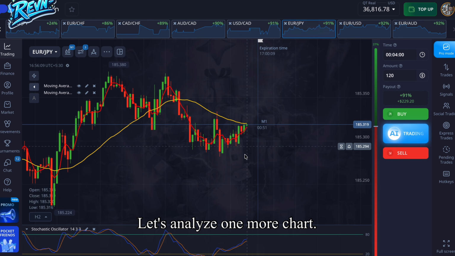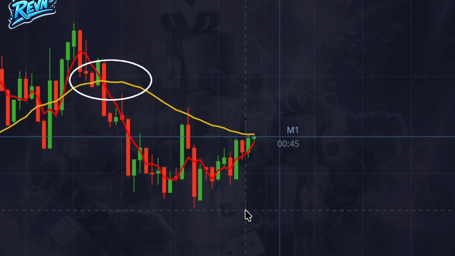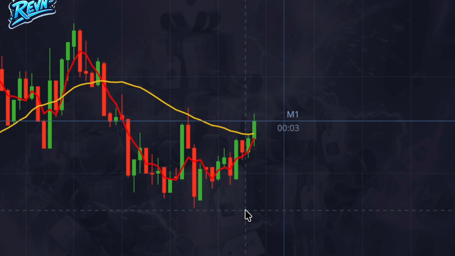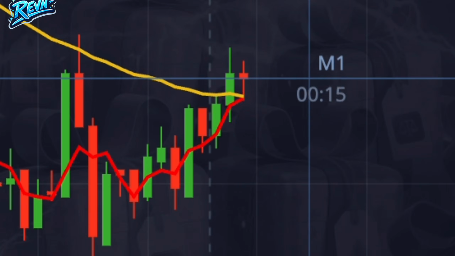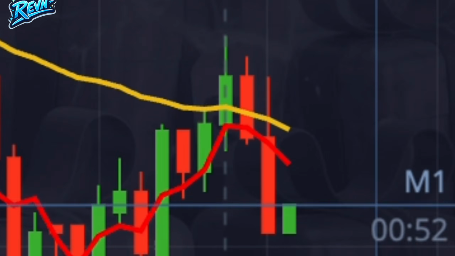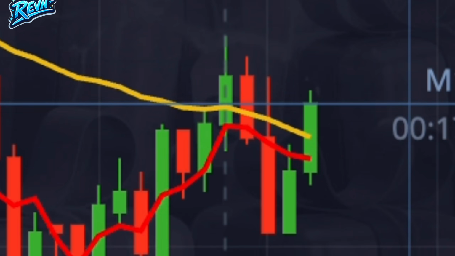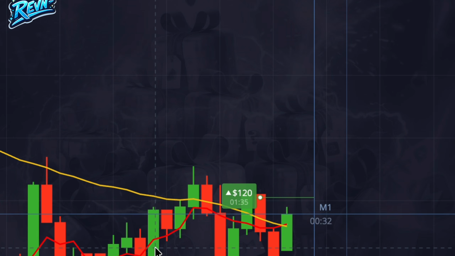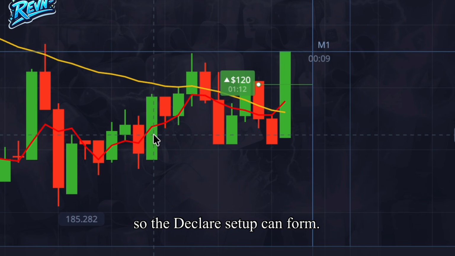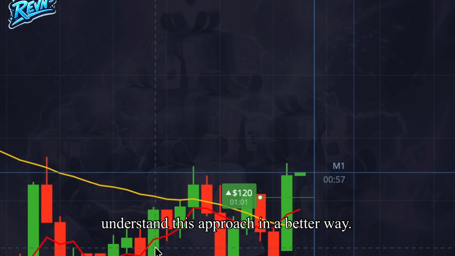Let's analyze one more chart so that you don't face difficulty understanding different chart conditions. Now, in this chart, there was a good crossover here, and the setup appeared to form properly. But this time, we can see that the crossover is about to happen. So we need to wait until it crosses completely. After some time, it moves downward without a proper crossover. So we are still waiting for a clearer confirmation. And if we still treat it as a setup, without proper confirmation, then the market result can look something like this. That's why we suggest focusing more on learning and waiting patiently so that a clearer setup can form. After that, with proper practice, you can understand this approach in a better way.